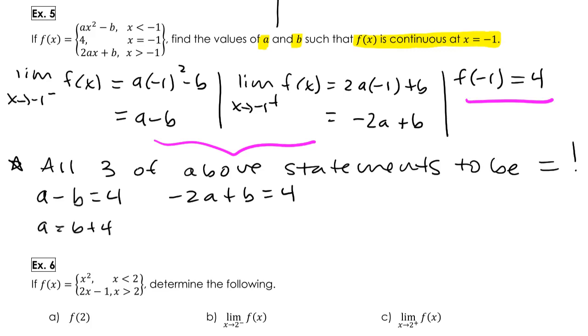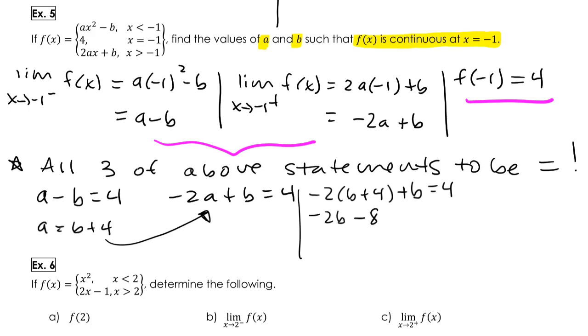Just b plus 4, and then we can sub this into this a. So then I'm going to get negative 2b plus 4 plus b equals 4, which is negative 2b minus 8 plus b equals 4. I can combine the b's and get negative b. I can add this 8 over here and get 12. So if negative b is 12, b is negative 12.